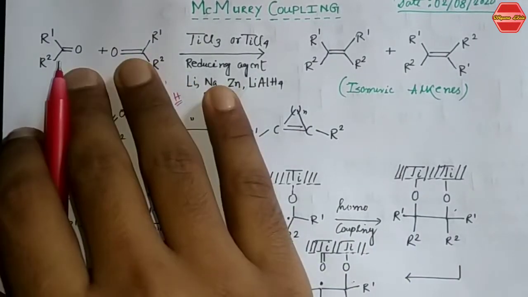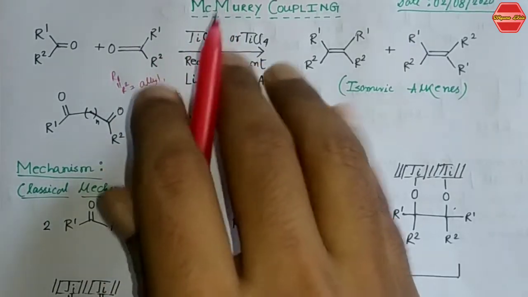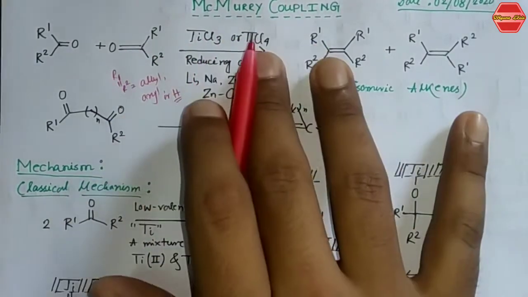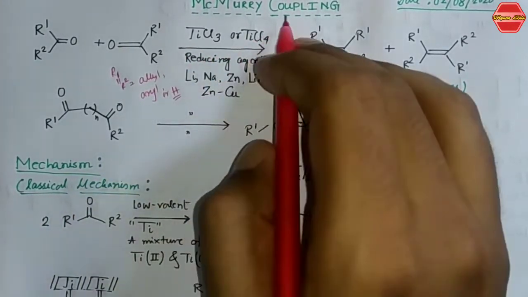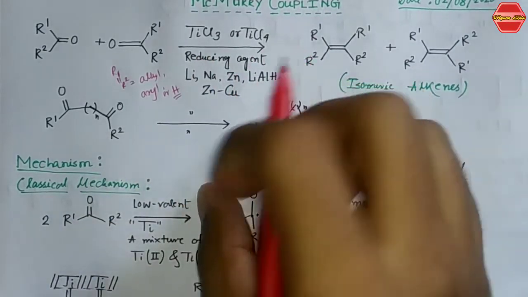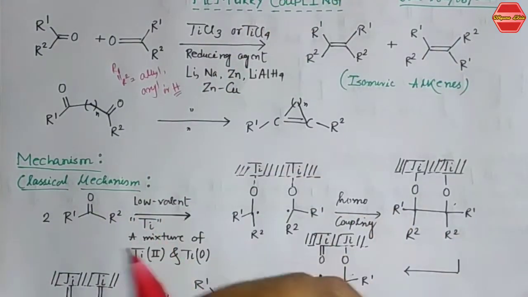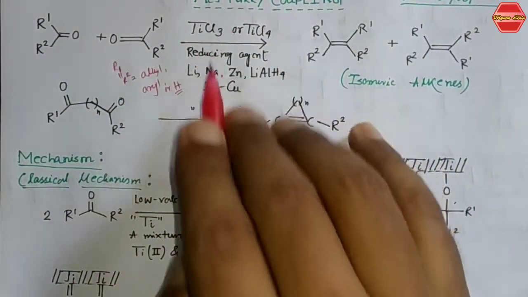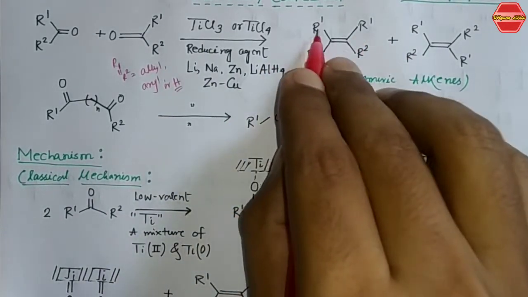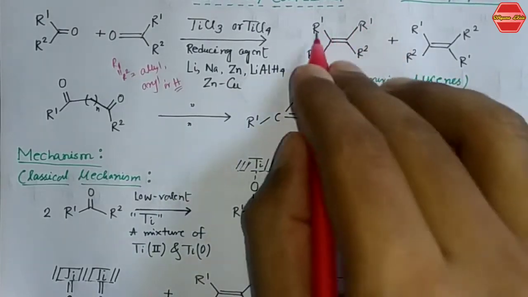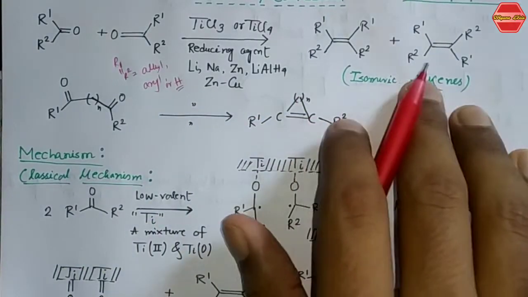Now when we are using this as a substrate and using this condition, the reagent of this reaction is basically TiCl3, titanium trichloride, or TiCl4, and you have to use a reducing agent. Why we need this reducing agent, I will be discussing later on. If you use this, then you get an isomeric alkene. The two R1 can be trans to each other, or the two R1 can be cis to each other. That is why I have written here that it is an isomeric alkene.